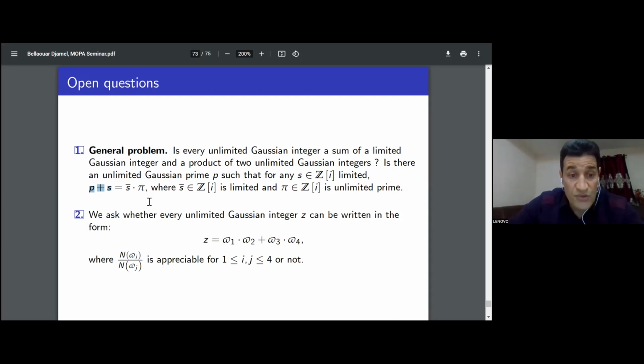In the second question, we ask if every unlimited Gaussian integer can be written as omega 1 omega 2 plus omega 3 omega 4, where we add the condition that the norm of omega i over the norm of omega j is appreciable, that is, they are of the same order.